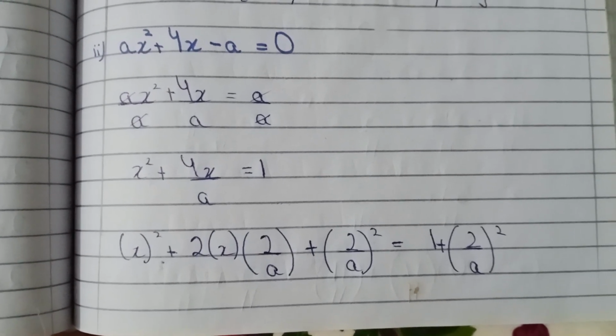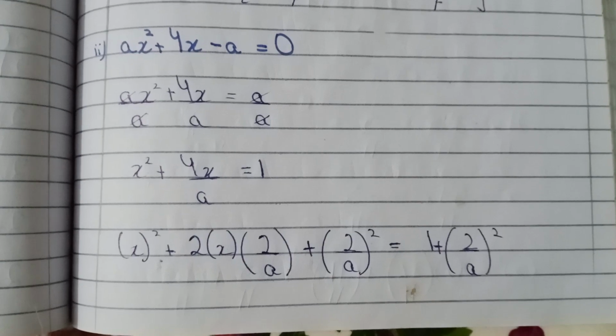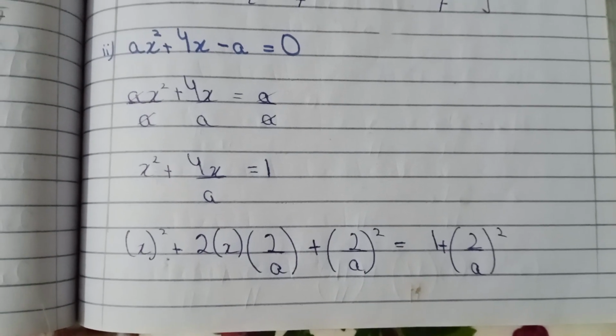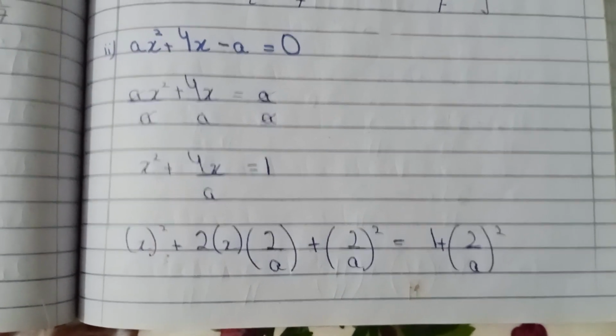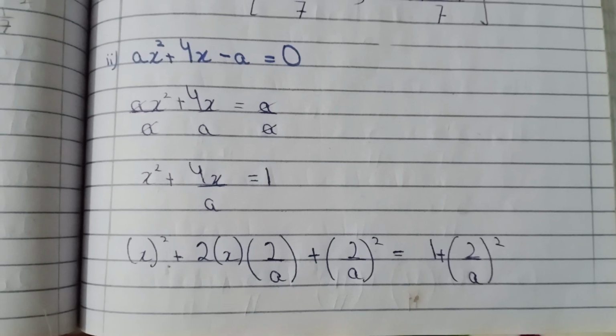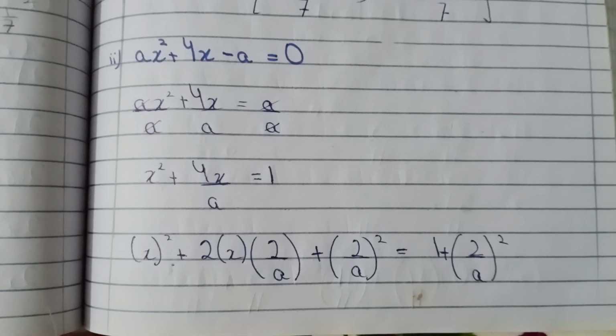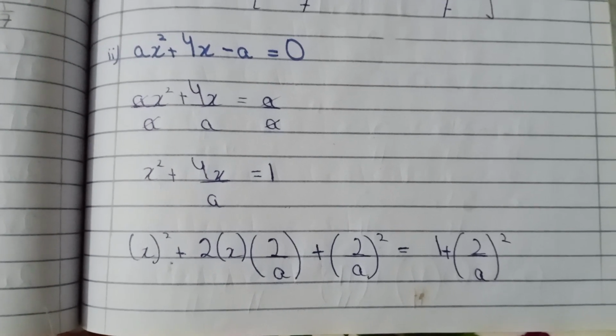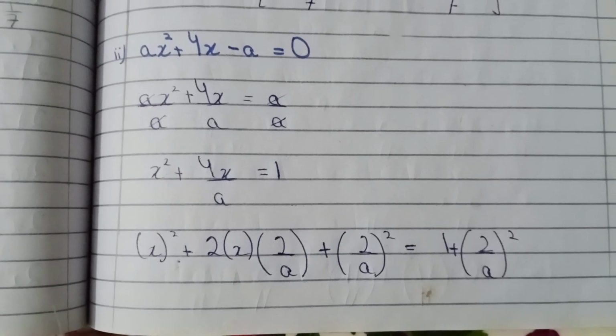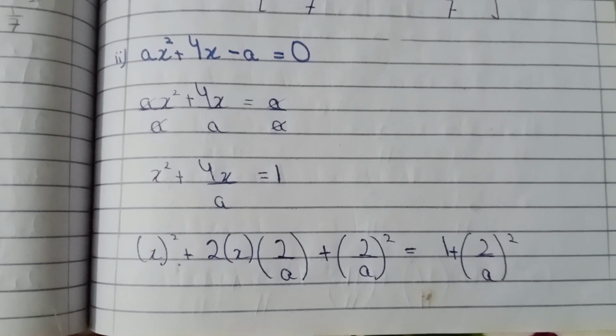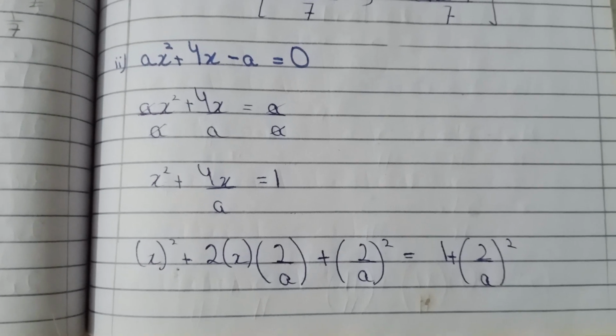Now we have to complete the square. We have to make it a square plus 2ab plus b square. So it will be x whole square plus 2 multiplied by x, and then we have to divide 4 over a by 2, then we will get 2 over a. So it is b, so 2 over a whole square, that is b square. So it is now a complete square.